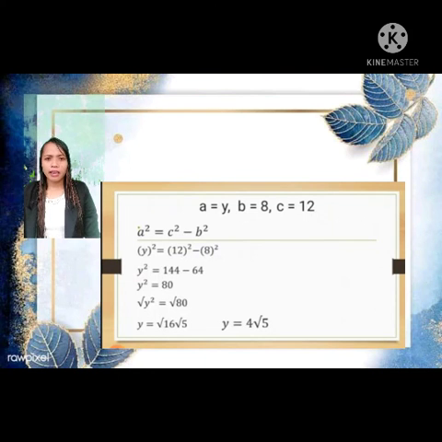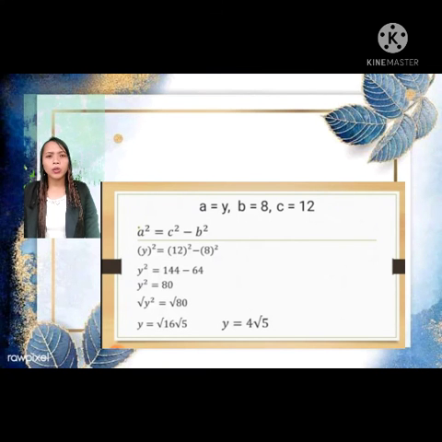But since 80 is not a perfect square, we need to simplify it by factoring radicals. So 5 and 16 are factors of 80. So we simplify it and then we get the square root of 16 and the square root of 5. And then we have the result for the square root of 16 as 4. And the square root of 5, so we get y equals 4 square root of 5. That means that the leg a has the length of 4 square root of 5.